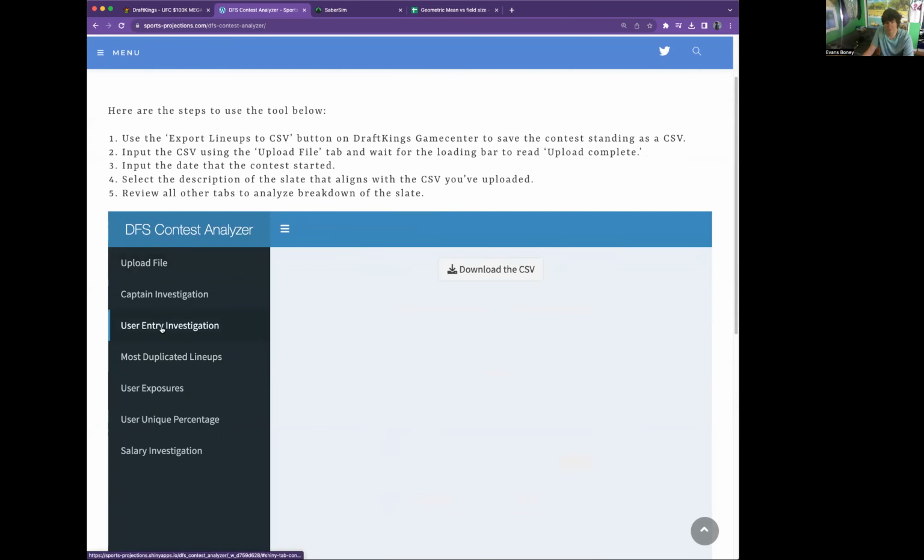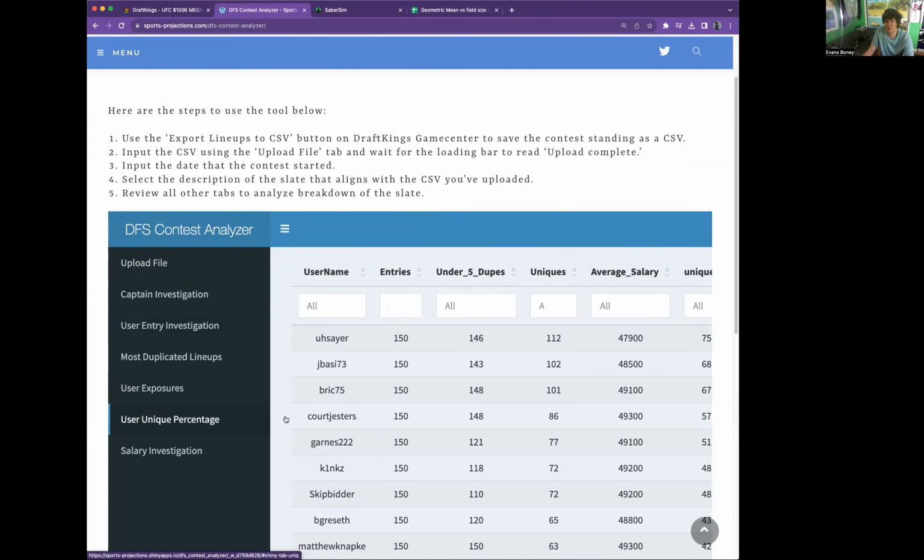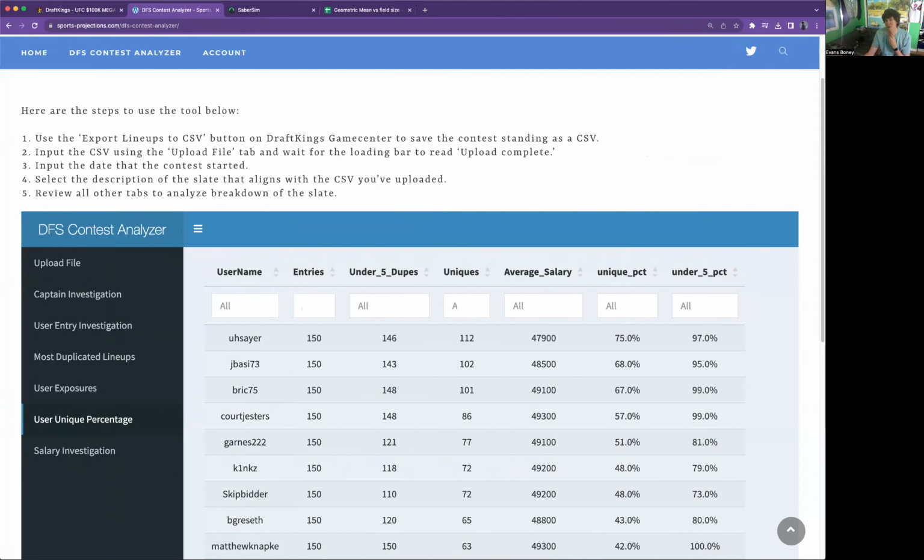So we go to the user unique percentage. That is how we figure out who the big dogs are. And no surprise here, this is the guy who taught me the satellite strategy. Brian Jester, one of the smartest guys in the sport of DraftKings, and also for DraftKings DFS, Brick, also all very, very sharp. These guys are all obviously very sharp.